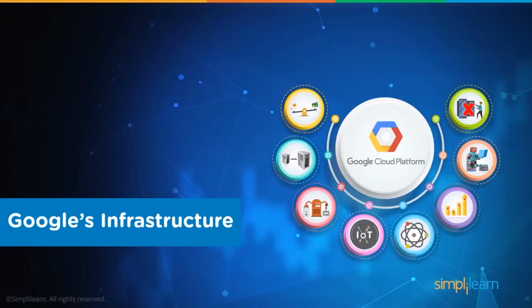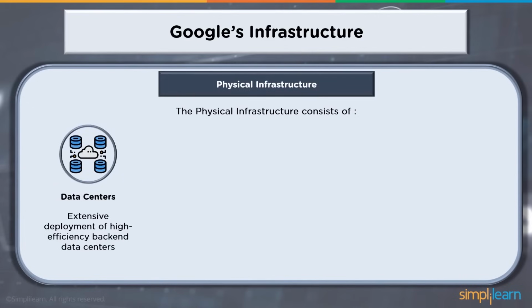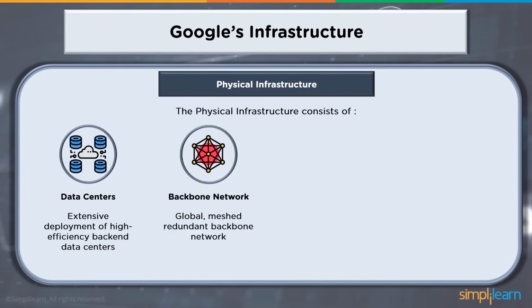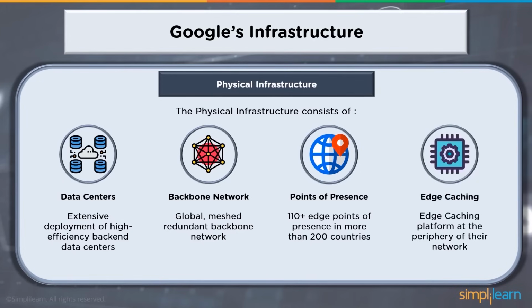When we talk about Google's infrastructure, Google has one of the most powerful infrastructures in the world. The infrastructure is available in two levels, the physical and the abstract layers. Physical infrastructure consists of data centers, extensive development of high efficiency backend data centers. You have a very strong backbone network, which is used by Google itself and also offered as a service to customers via GCP platform services. So you have a global meshed redundant backbone network. Points of presence: Google has 110 plus edge points of presence in more than 200 countries, and an edge caching platform at the periphery of their network. So this is what defines the physical infrastructure of Google.